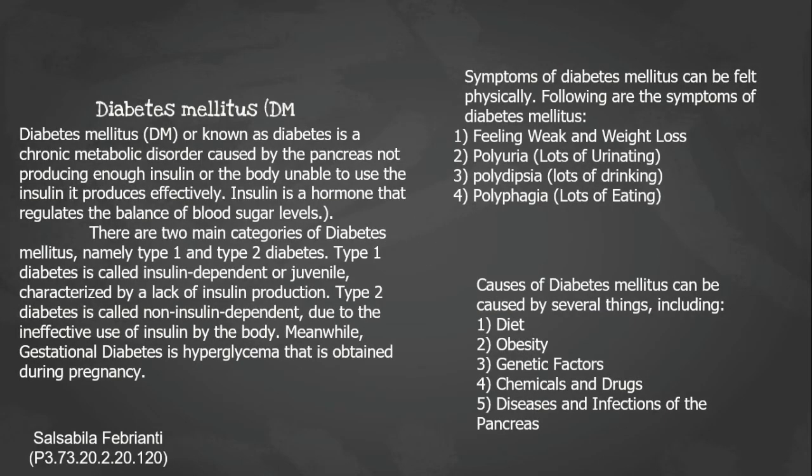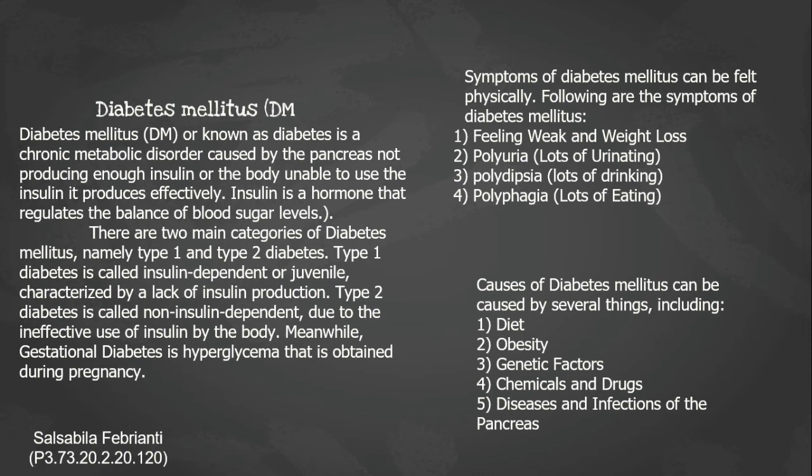And the last is diabetes mellitus. Diabetes mellitus, or known as diabetes, is a chronic metabolic disorder caused by the pancreas not producing enough insulin or the body being unable to use the insulin it produces effectively. Insulin is a hormone that regulates the balance of blood sugar levels.